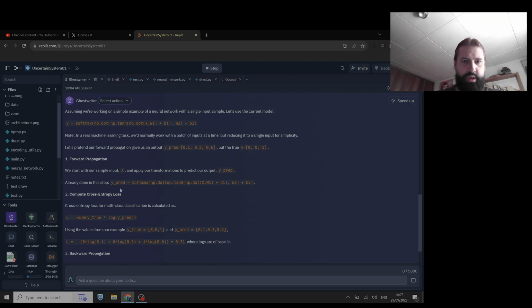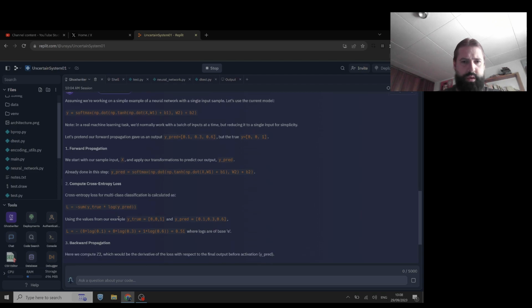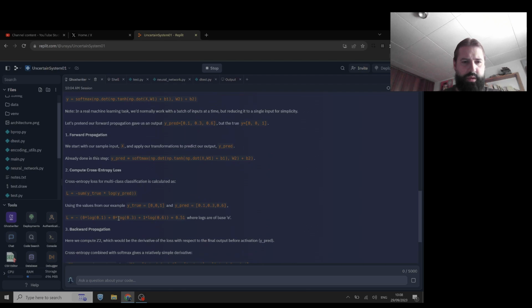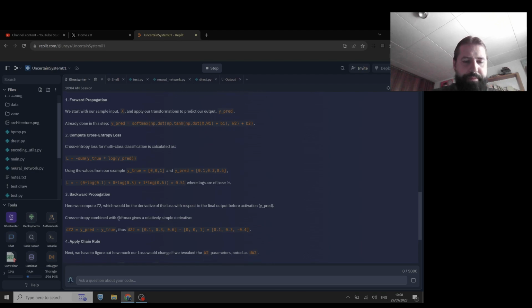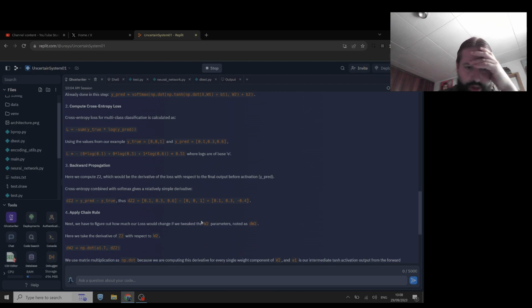So for forward propagation, compute cross-entropy loss. For example, in backpropagation, here we compute Z2, which could be the derivative of the loss with respect to the final output before activation. Cross-entropy combined with softmax gives a relatively simple derivative. Okay, we'll dig into this later, but this is basically what we have. That's kind of what I was trying to do with my example. And then apply the chain rule.